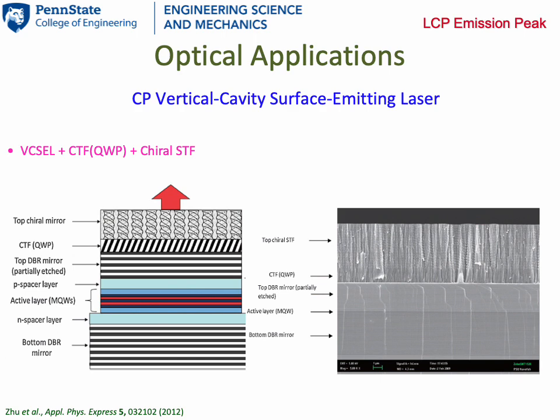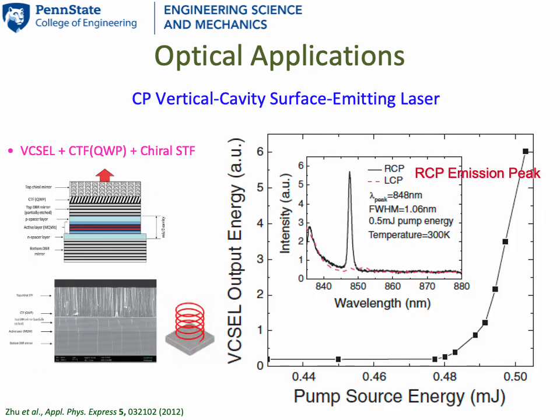In a different experiment, a columnar thin film serving as a quarter wave plate and a structurally right-handed chiral sculpture thin film were grown on top of one mirror of a vertical cavity surface emitting laser. The laser was pumped electrically. It emitted right circularly polarized light of 848 nanometer wavelength and line width of about 1.06 nanometers.